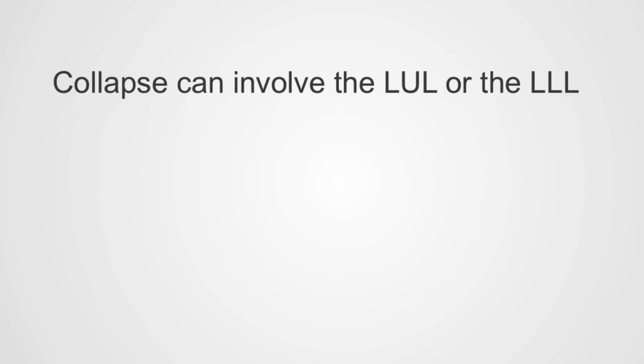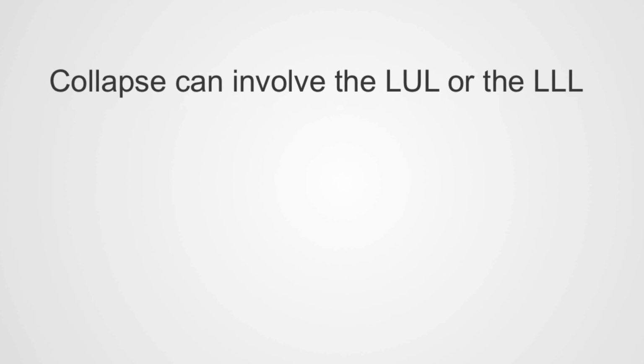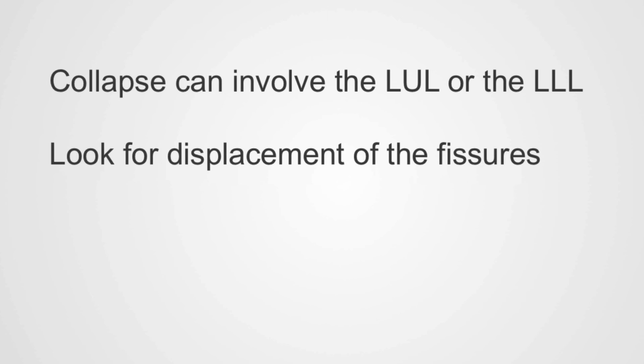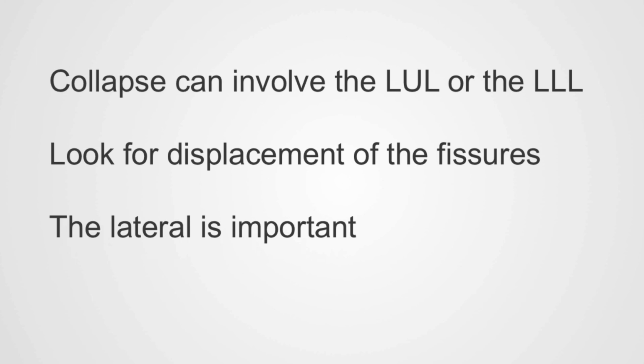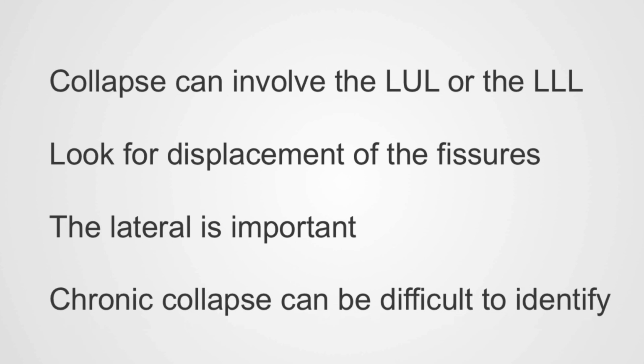So to recap, collapse can involve the left upper lobe or the left lower lobe. Look for displacement of the fissures. The lateral is important, and chronic collapse can be difficult to identify.